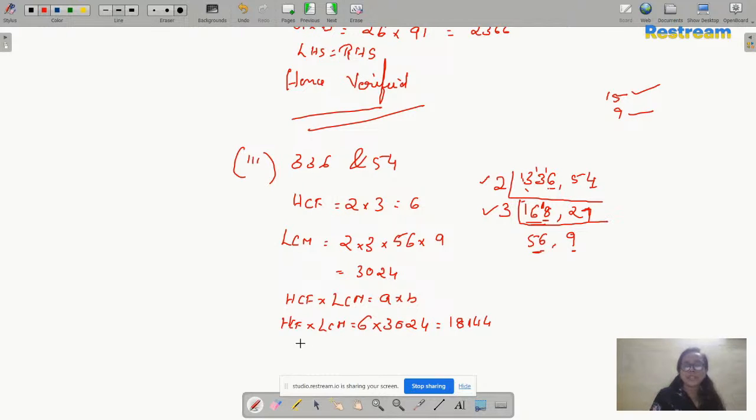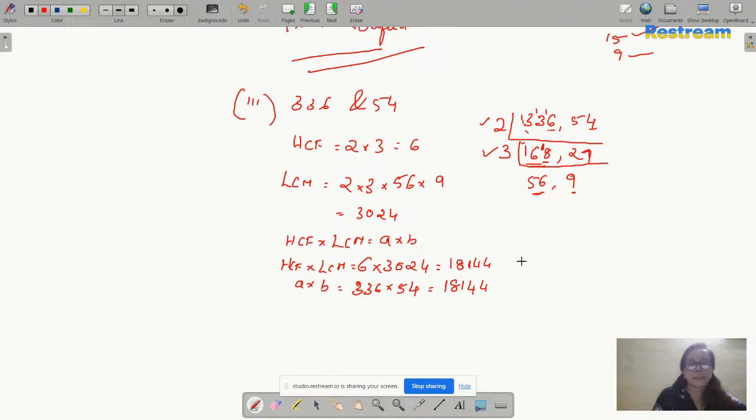Now next one, A into B. Product of two numbers. What is A into B? What is A? The number itself. Don't get confused. What is the question? In the question we are given two numbers, A and B. One number is 336. Another number is 54. That's all. 336 into 54, same, I think it is 18144. Clear? That means LHS is equal to RHS.